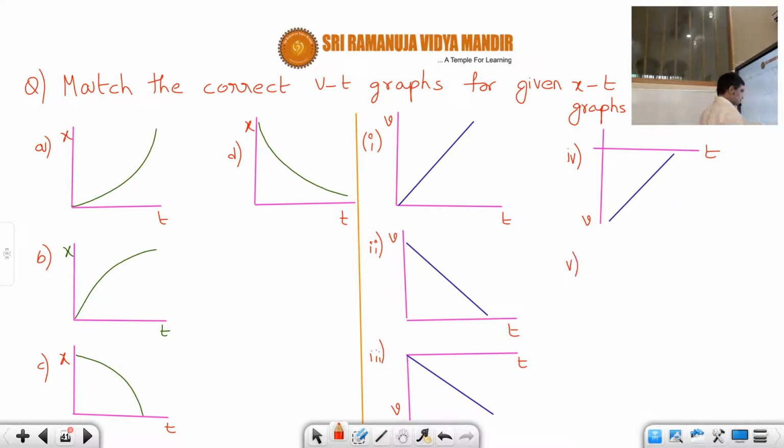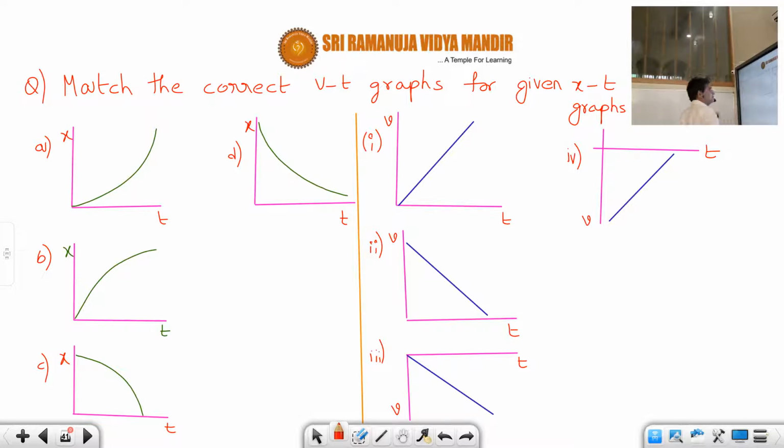Next, fifth one. Okay, students, actually for 4 graphs these are sufficient. So now let us see, students. Fifth one and sixth one I'll explain afterwards. Okay, so now let us see. So now 4 xt graphs are given and 4 VT graphs are given. So now we have to tell the exact matching graphs.